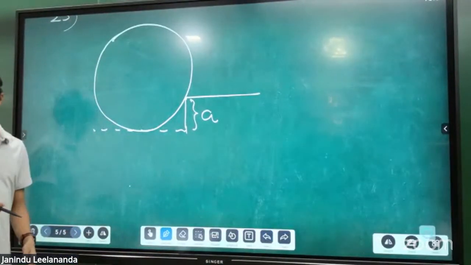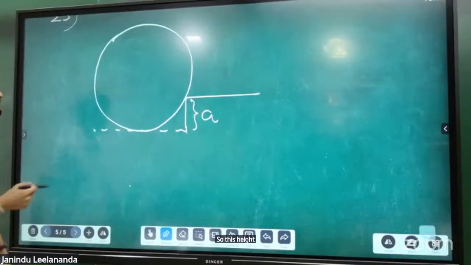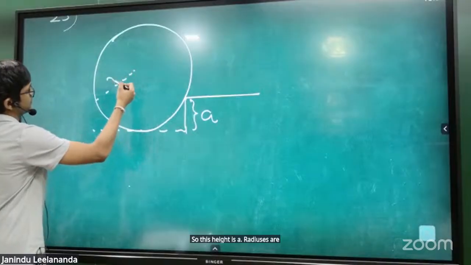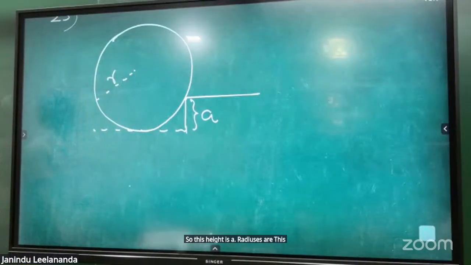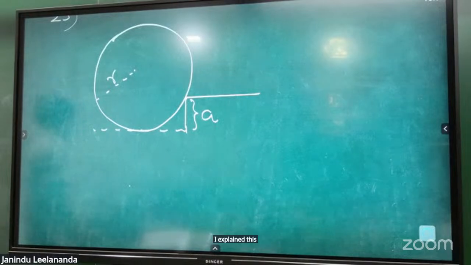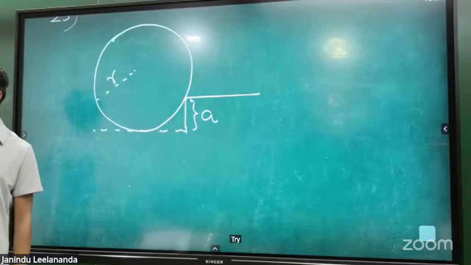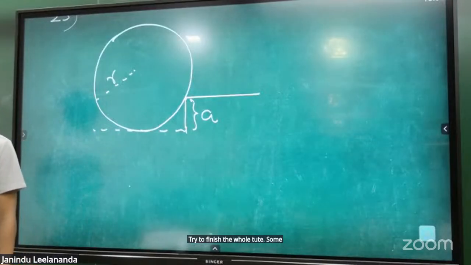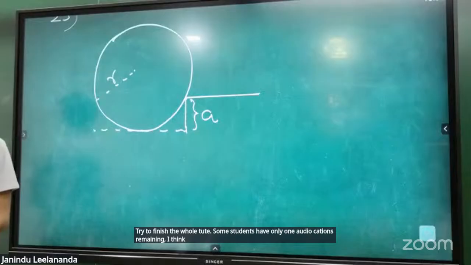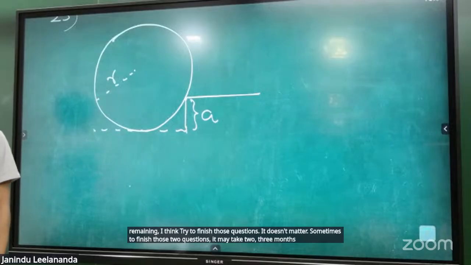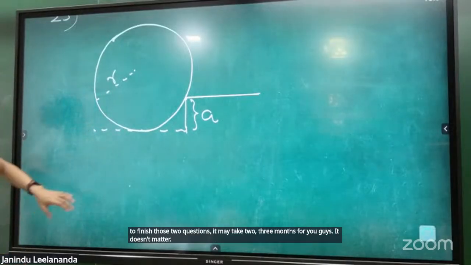This height is A, radius is R. I explained this for some students, so they can try other questions. Try to finish the whole tute. Some students have only one or two questions remaining, I think. Try to finish those questions. Sometimes to finish those two questions, it may take 2-3 months for you guys. It doesn't matter, just try.